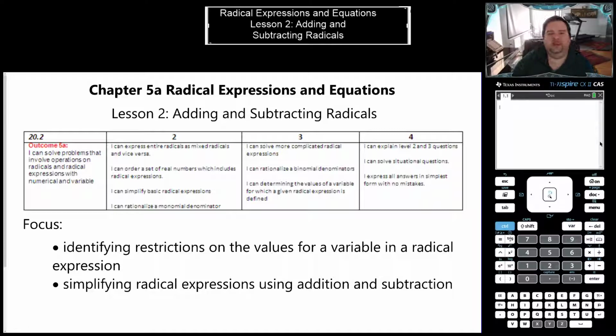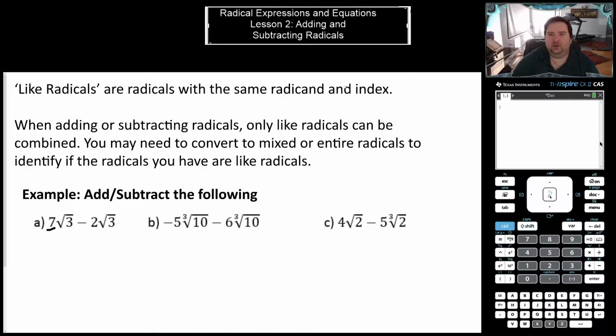Today we're going to be continuing on in radical expressions and equations, doing lesson 2. So here we're going to be adding and subtracting radicals. And to do that, every once in a while we might actually have to simplify or look at restrictions on the values in the variables. So that's what we're going to be focusing on today.